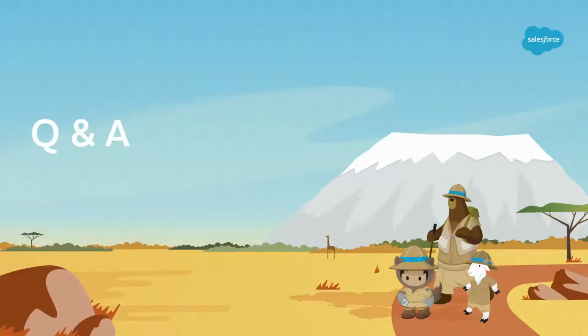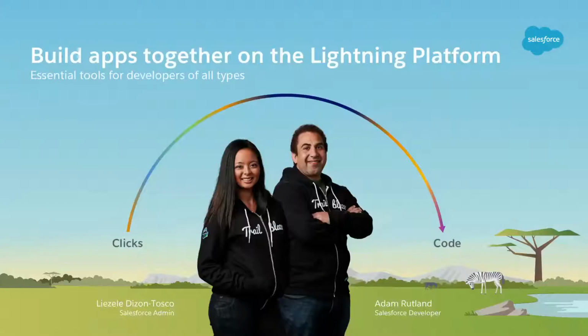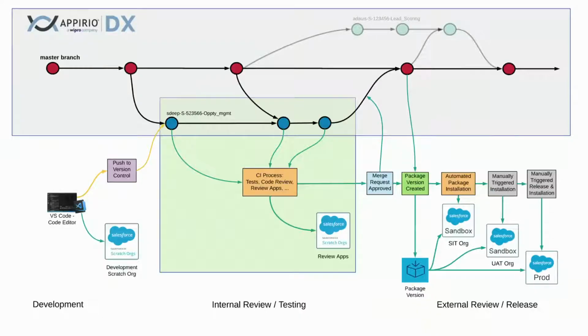Saurabh, in your slide about your development lifecycle, you had in the center, in the internal testing stage, an artifact called a review app. What exactly is a review app? Is that a scratch org? And if so, how do you expose that to the other members of your team, like your QA engineers?